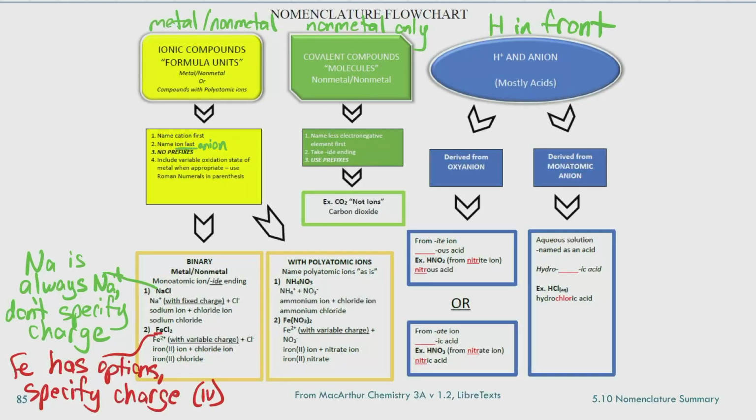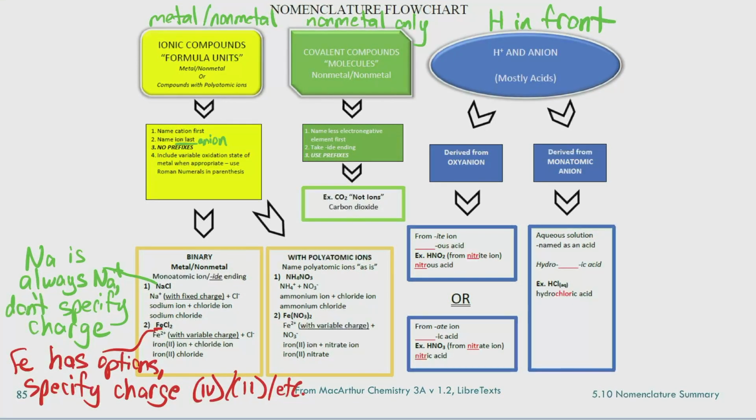For example, IV or II or some other thing like that within some Roman numerals and parentheses. And then our monoatomic anion is going to have the ending changed to "ide."